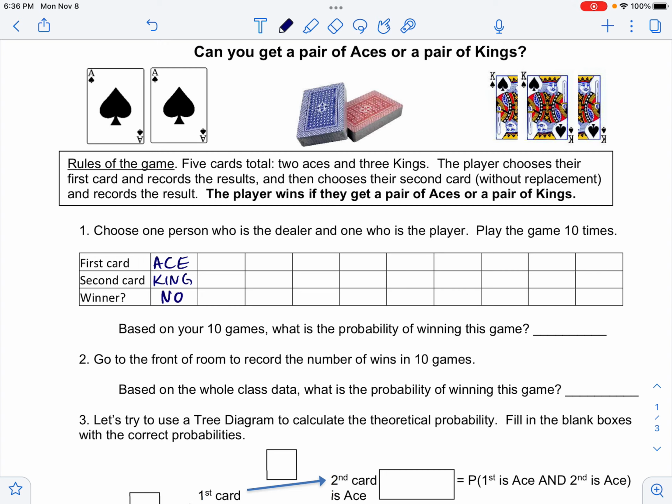Second time, got a king, and then an ace. So again, no win. Next time, 2 kings, so I won. So again, you can be doing this on your own. You can collect your own data if you don't believe me and my data. Winner again.